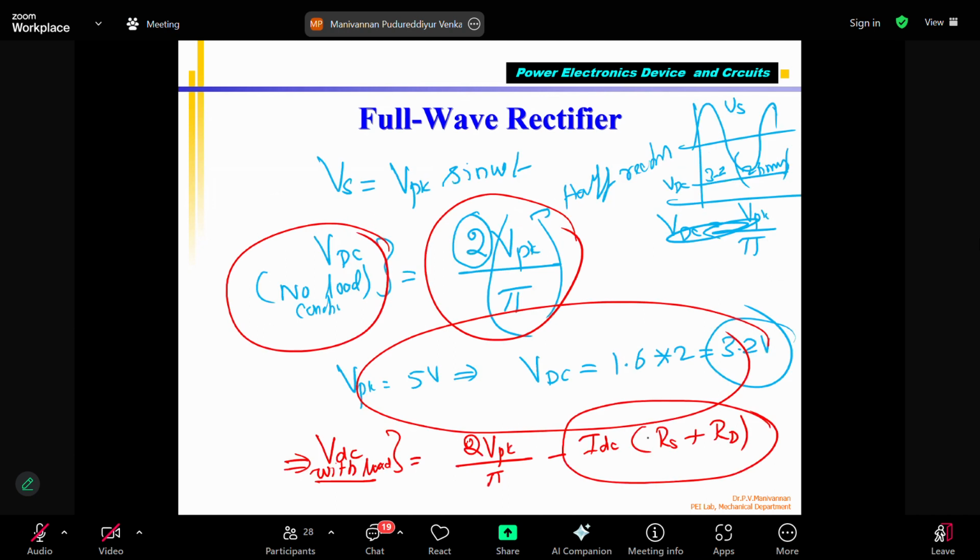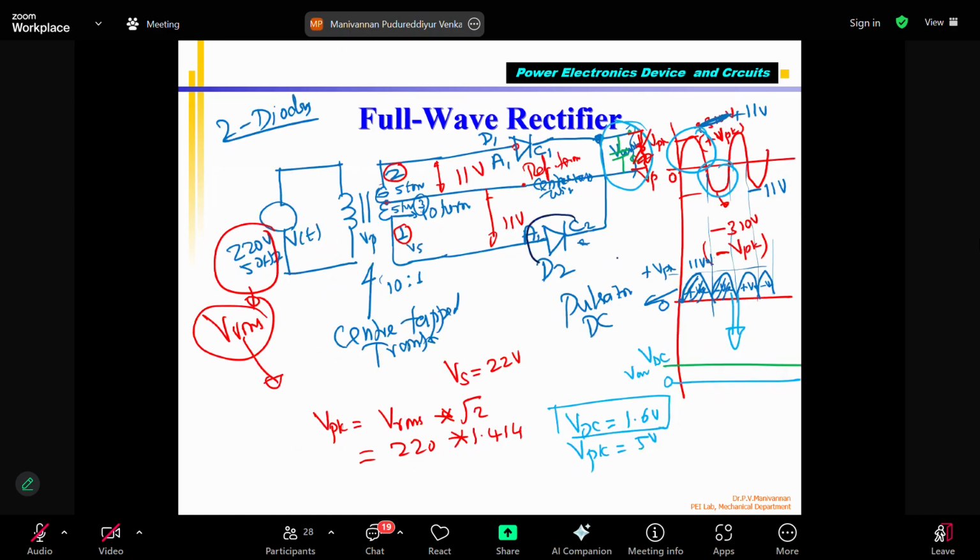You see the formula. What is this? This is the resistance. Note down. This is the resistance of the transformer secondary coil. Okay. What is this? Resistance of the diode. Voltage is dropped across this also. Correct? This has a resistance RD and this has RS. So when current is flowing, what is the voltage drop across this?